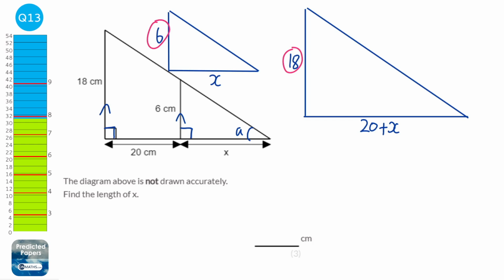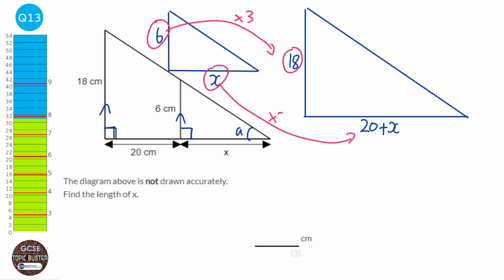So we need to work out the scale factor by finding out what I multiply the 6 by to get to the 18. Well, that's obviously going to be 3. So we now know that we can times the x by 3 to get to the 20 plus x. So we can write that down: 3x, I'm timesing the x by 3, and that will give me 20 plus x. And so I can solve this now.